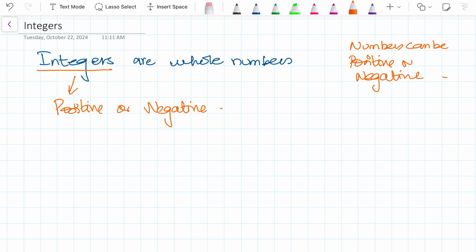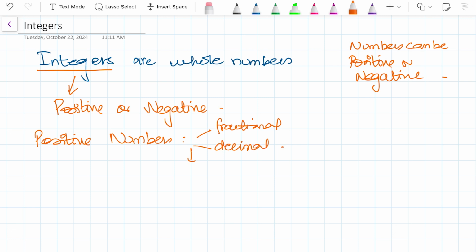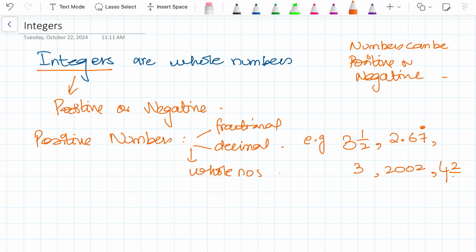So let me give you examples of positive numbers. A positive number will include all types of number: fractional, decimal, or whole numbers, all types of whole numbers. For example, 3 whole 1 upon 2, 2.67, and even if it's a recurring, doesn't matter. For recurring, I would suggest that you watch my decimals video, the first part of it. So 3, 2002, 4 whole 2 upon 7, these are all positive numbers.